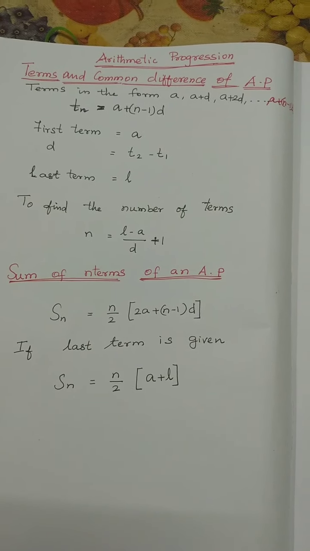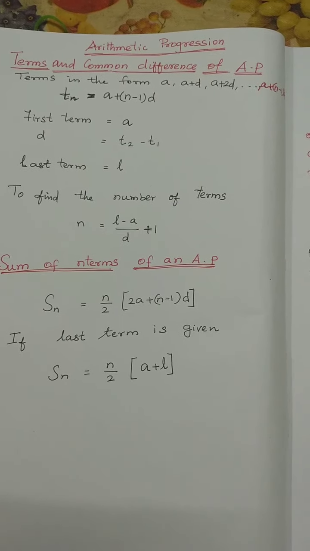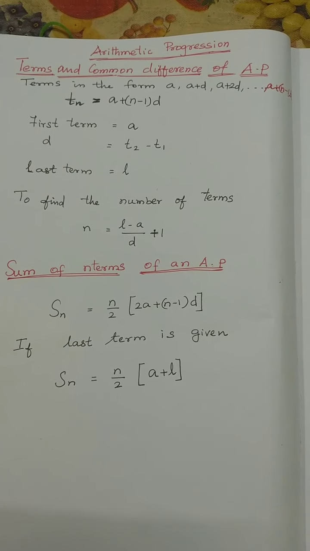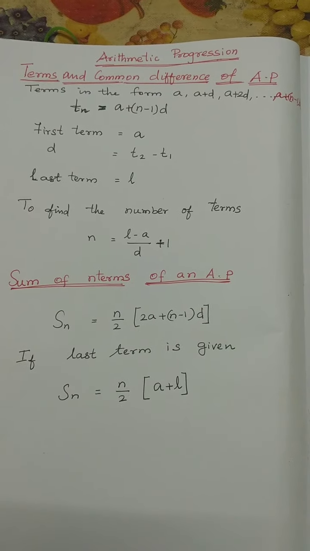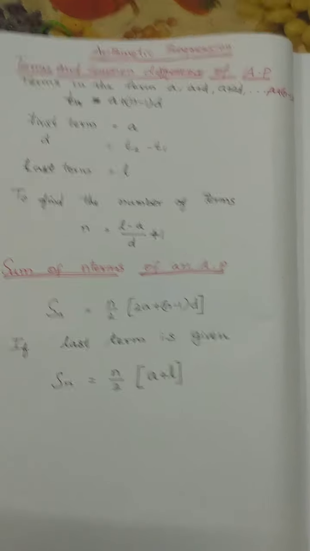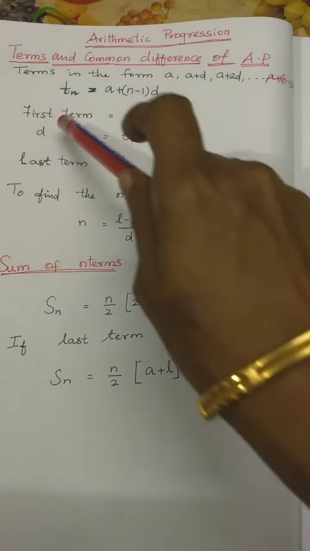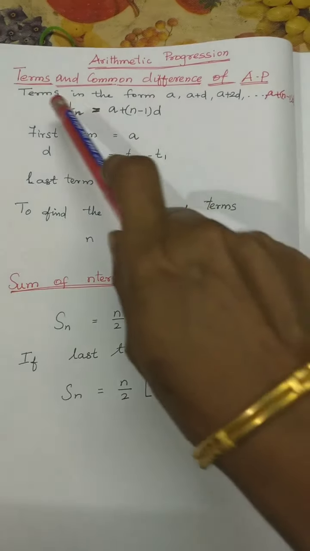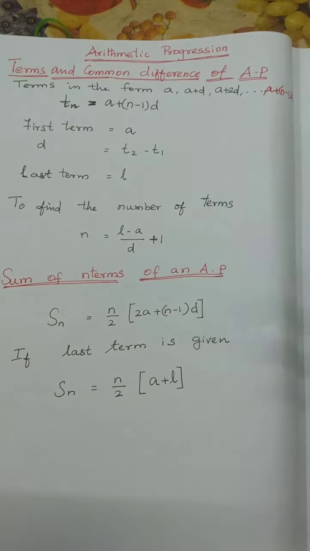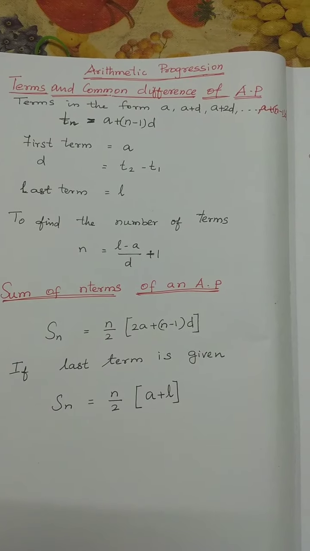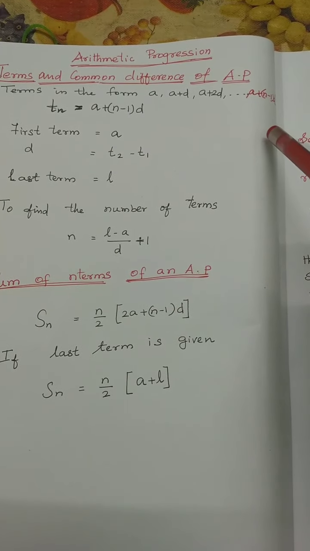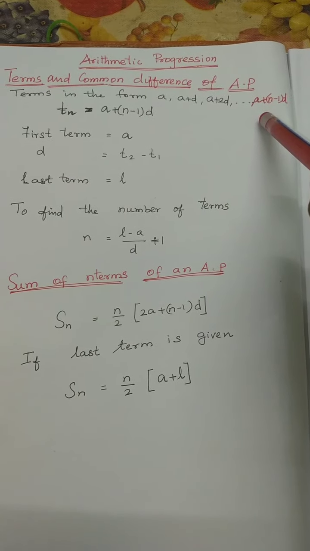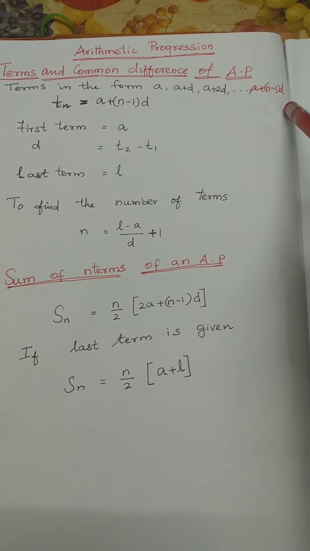Good morning, students. In the last 3 classes, we have seen about arithmetic progression, its terms and common difference. The terms are in the form of A plus D, A plus 2D, and so on. The last term is A plus n minus 1 into D.